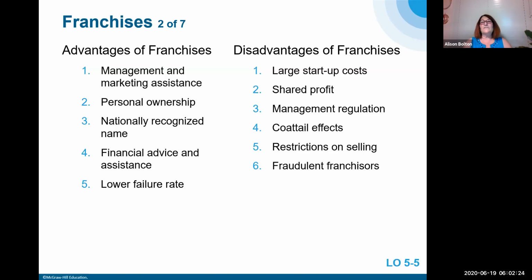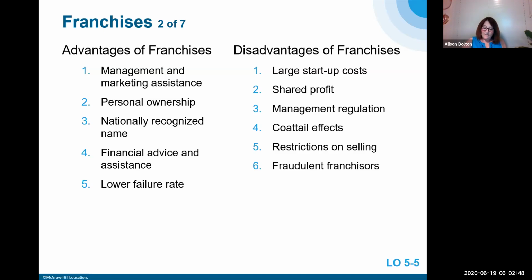But then you have your disadvantages. It's the startup costs, as I noted. You have to share in the profits. You don't get all the profits. You only get a percentage, and that's something that'll be worked out between you and the owner. Management regulation: you have to follow all their guidelines. It's up to them how the business is managed and run.